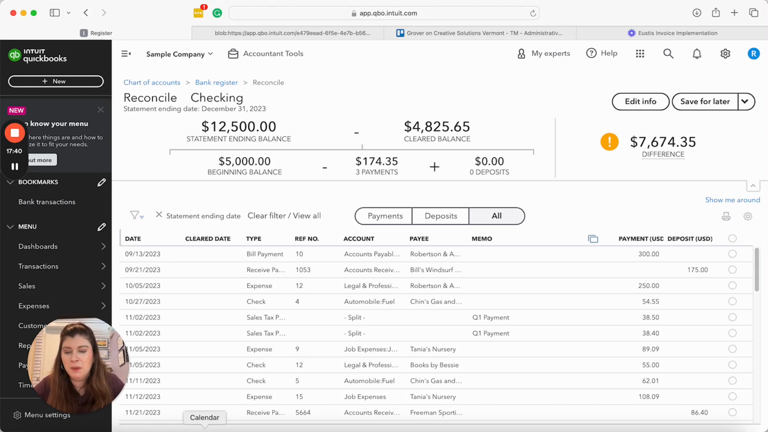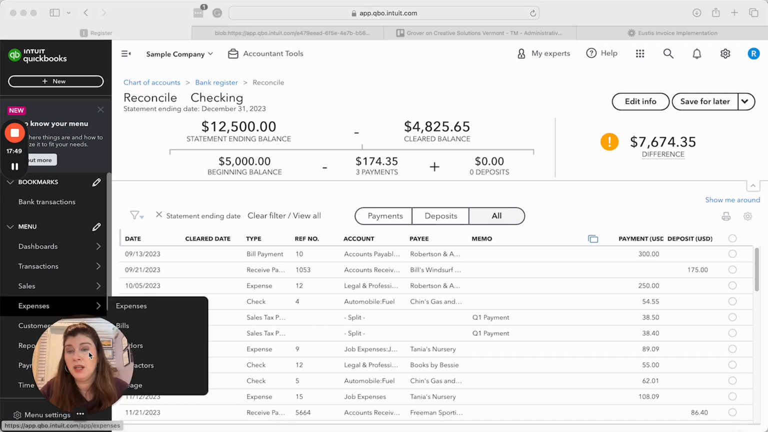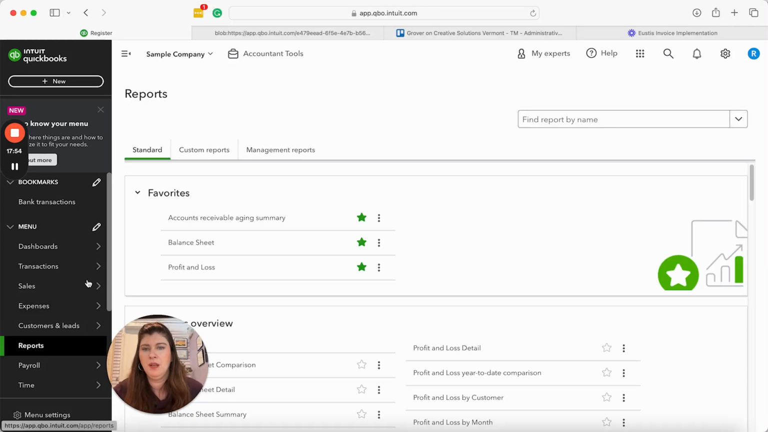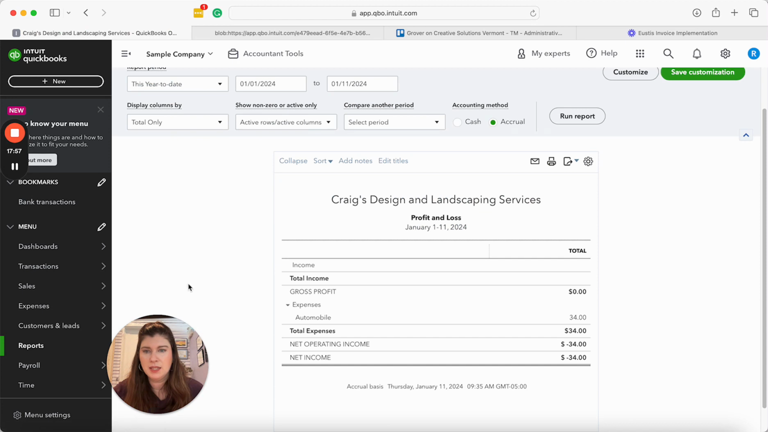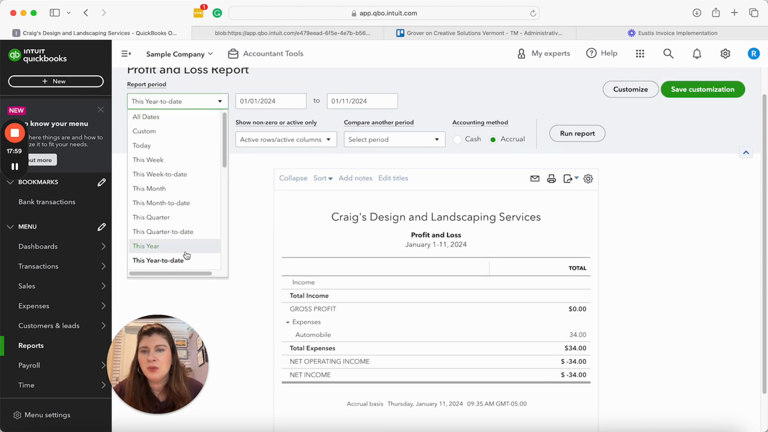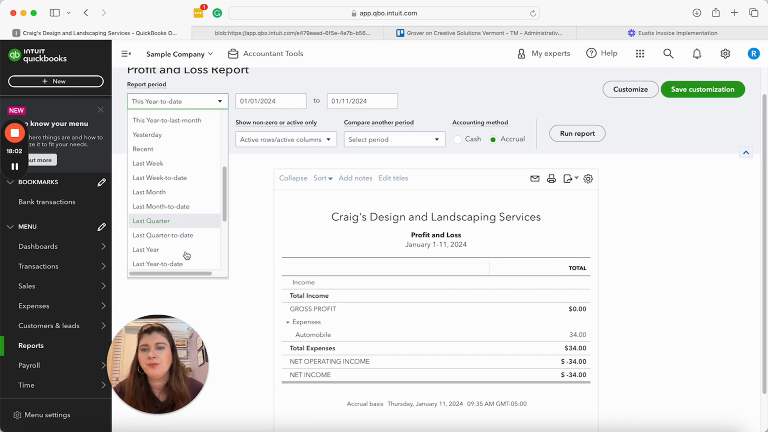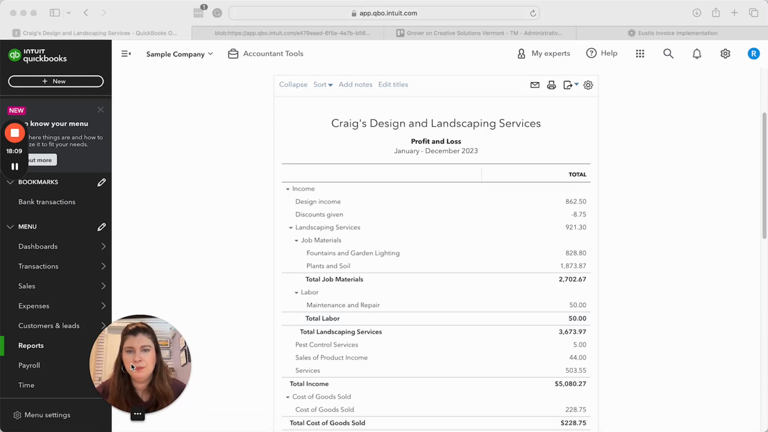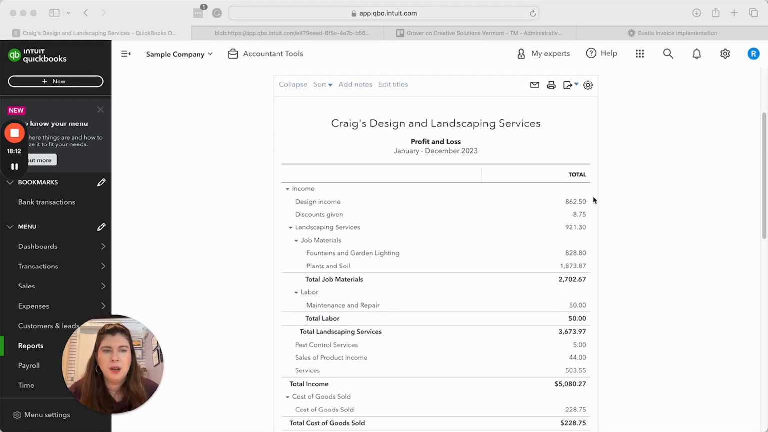Okay, and then tip number 4 is to review the profit and loss. So I like to do the balance sheet first because you catch some errors right in there, and then we go into the profit and loss. So we're going to go reports, and we're going to do profit and loss. We're going to want to filter this to last year. And it's going to be a cash basis. Okay, so now we've got design income and then discounts given.